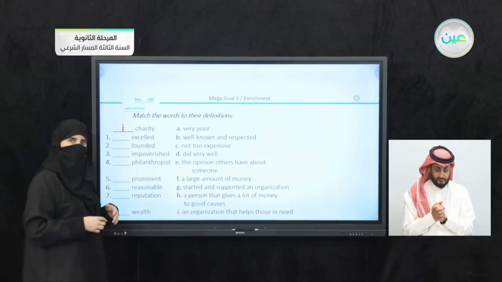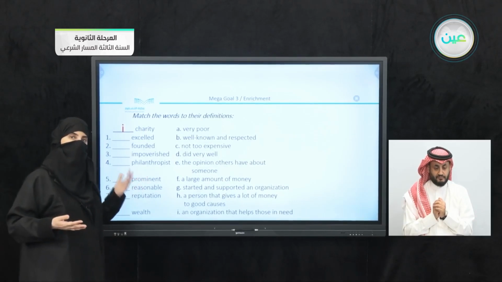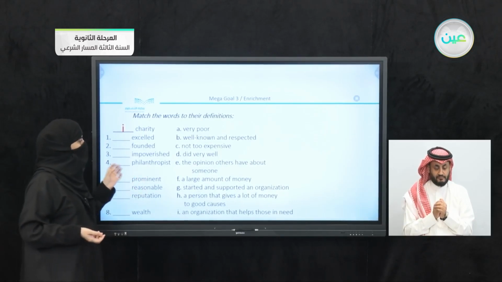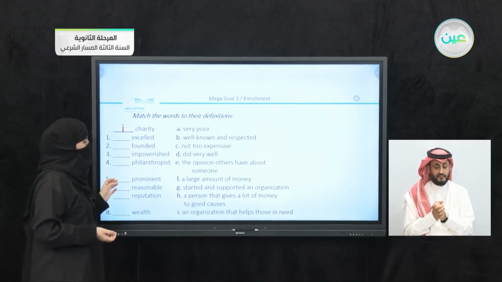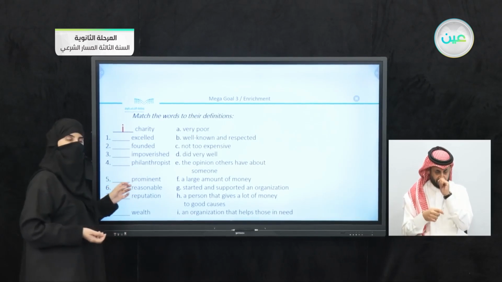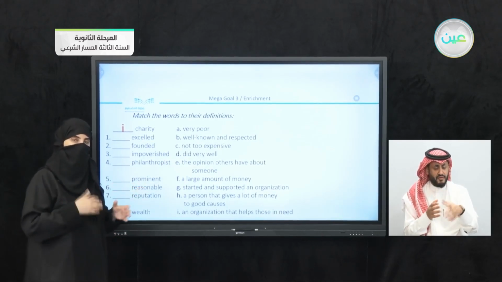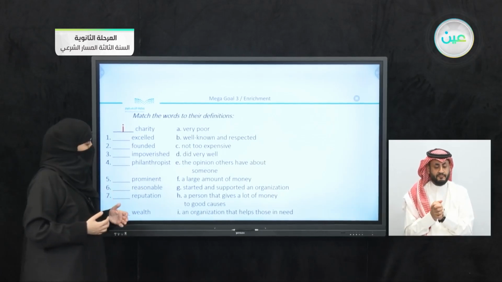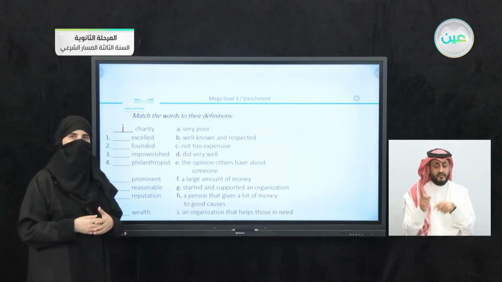We have the word excelled, founded. Of course, we took the word founder, and we have here founded. Impoverished. We have also philanthropist. We have number 5, prominent. And we have 6, reasonable, which is actually a little bit new here. It was mentioned in the discussion. We have reputation, and we have the last word, which is wealth. So 3 words here are mentioned within the discussion, but now we are going to match with a definition.